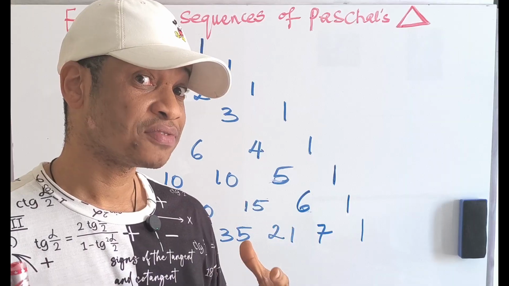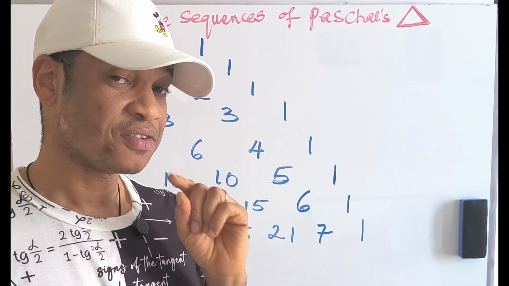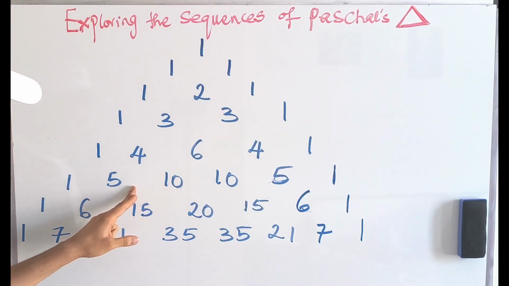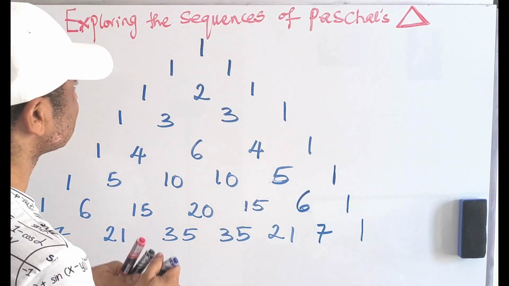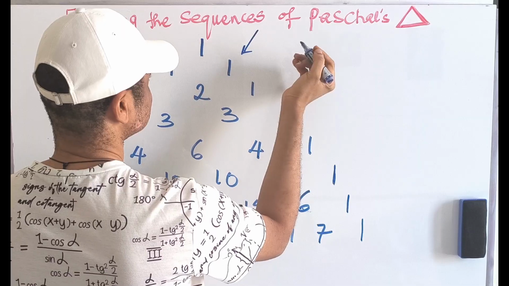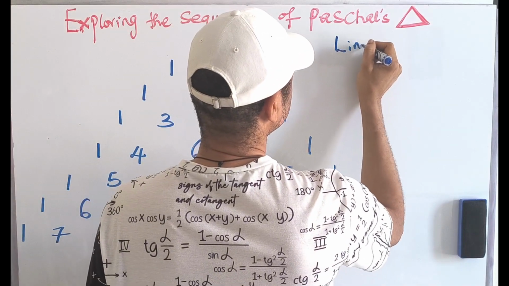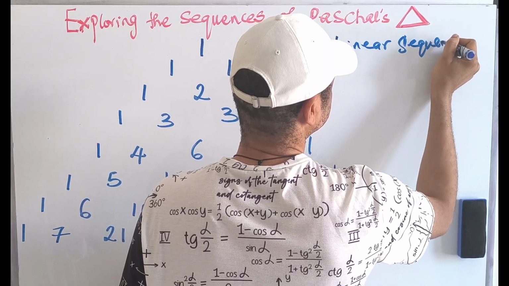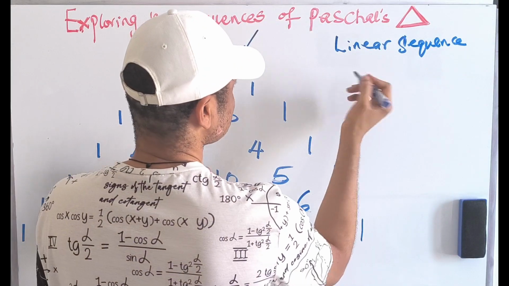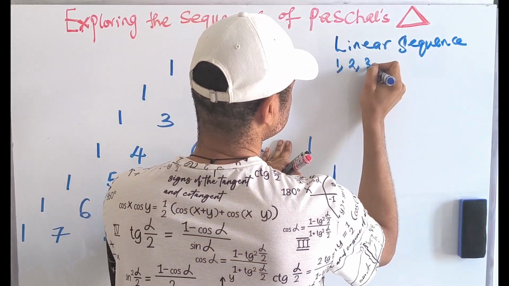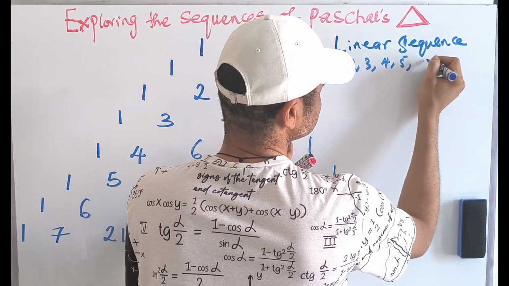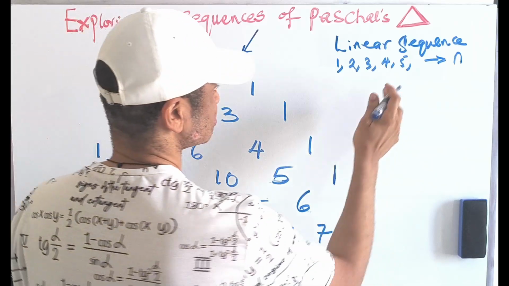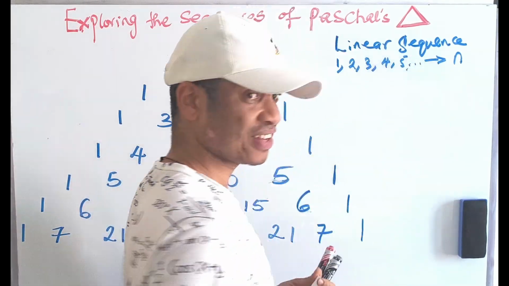I want to derive some type of sequences from this triangle. All right, so when we look at diagonals like this, if I look at this diagonal, I see a linear sequence. So that's a linear sequence, and that is like 1, 2, 3, 4, 5. So this is like counting numbers. So n, it continues like that. So that is a linear sequence.